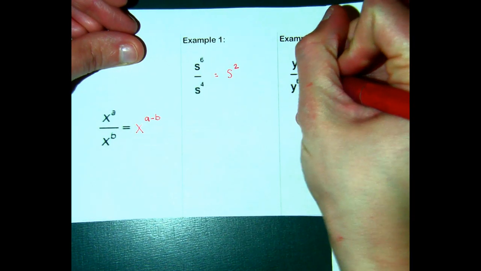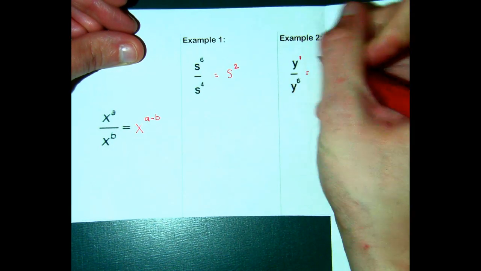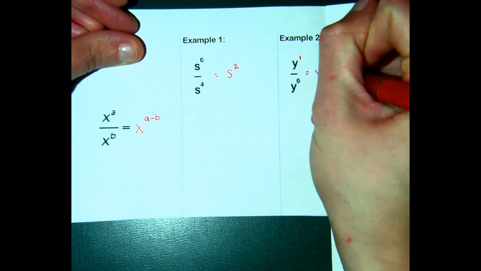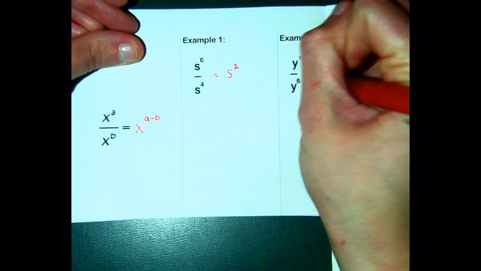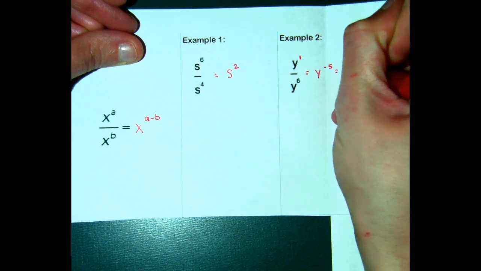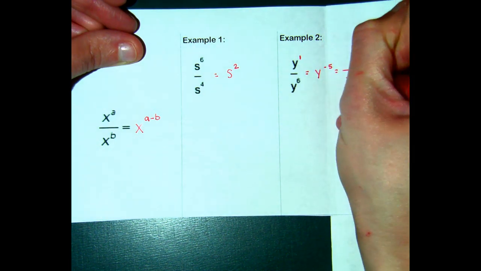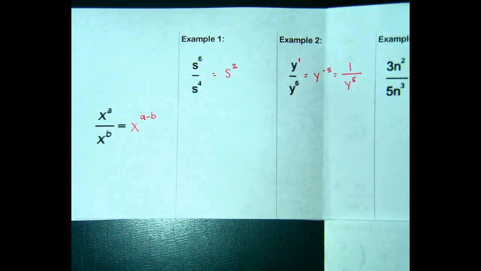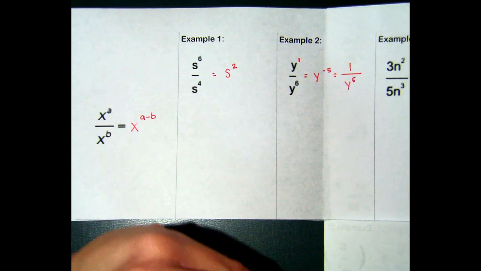Remember, if it does not have an exponent, it is a 1. So I have y to the 1 minus 6, which is negative 5. I don't want negative exponents, so I'm going to remember that exponent rule. It says I can put it on the bottom, in the denominator of a fraction. So I have 1 over y to the 5th.